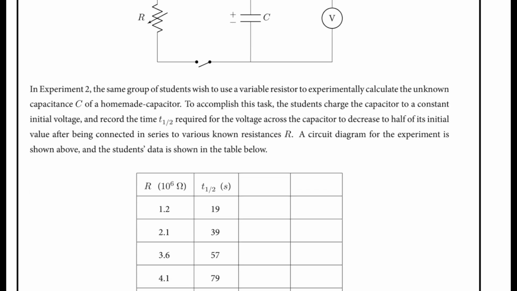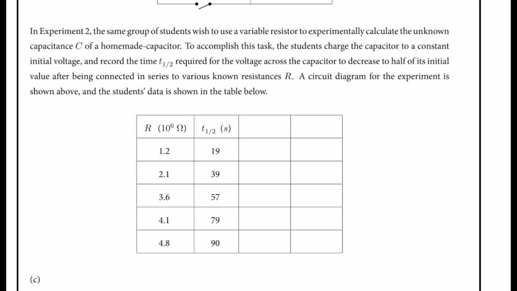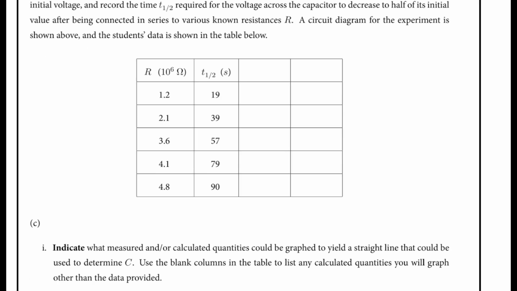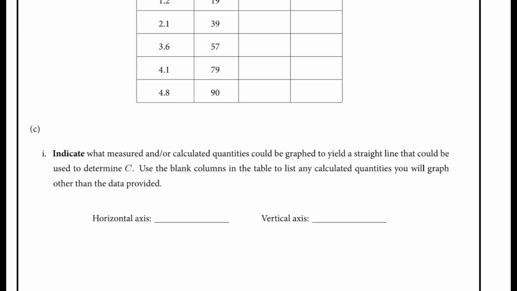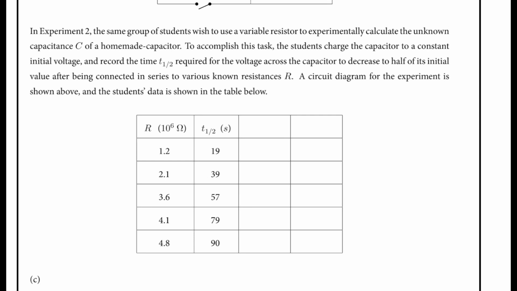So we're given the half-life and we're given the resistance. So we know that this is going to be like a time constant RC circuit type thing. So I'd start from the fact that for a discharging capacitor, the voltage varies via a relationship that looks like this, where it's an exponential decay that's proportional to e to the minus t over RC.